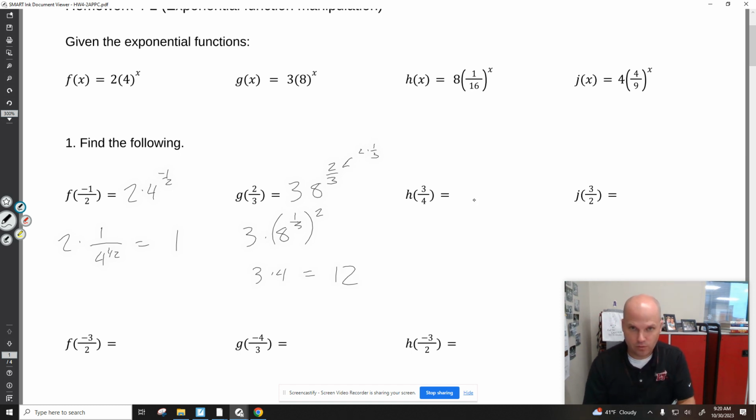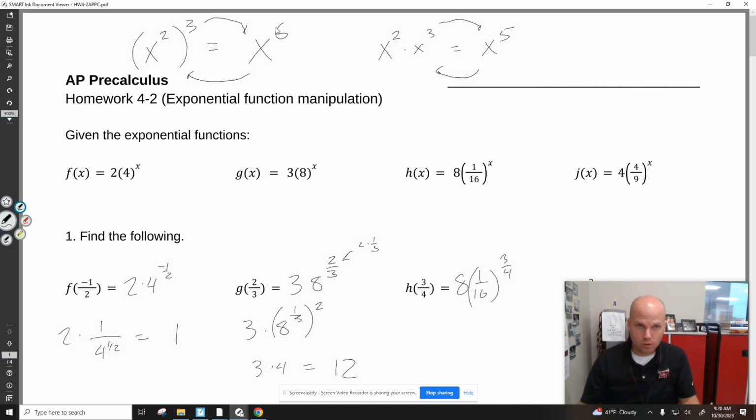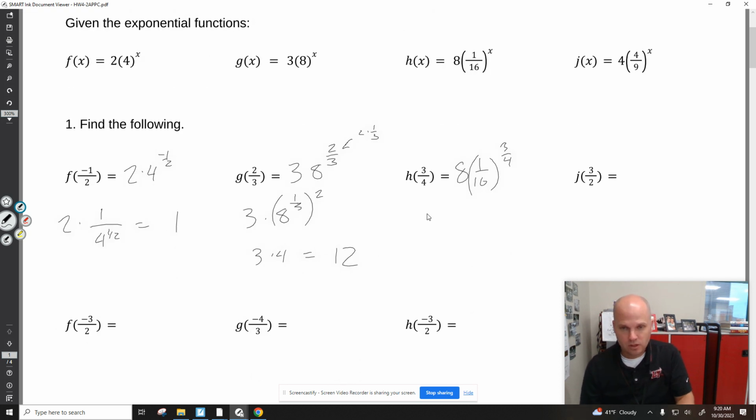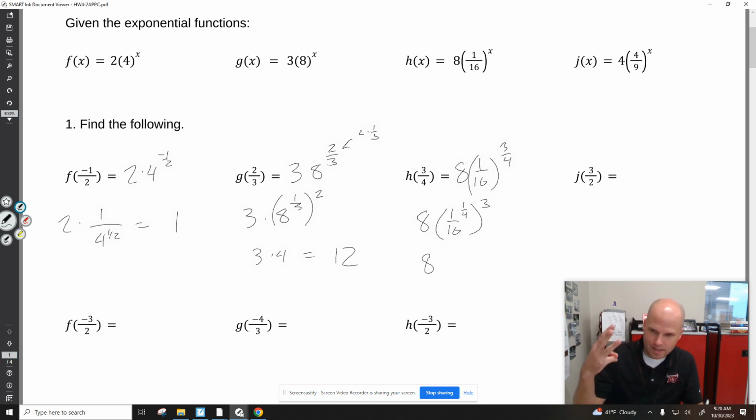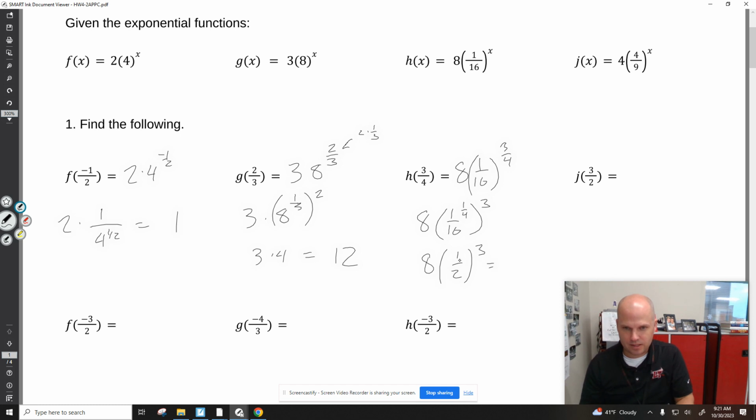Let's go h of 3/4. So 8 times 1/16 to the 3/4. Again, I don't want this 3/4 power. I don't have a calculator. We're going to go backwards here, where it's like we have a product. We'll write it as a power to a power for exponents. So I get 8 times 1/16 to the 1/4 cubed. 2, 4, 8, 16. We need to know that 2 to the 4th power is 16. So the 4th root of 16 is 2. 4th root of 1/16 is a half. Cubed, I get 1/8. 8 times 1/8 is 1.